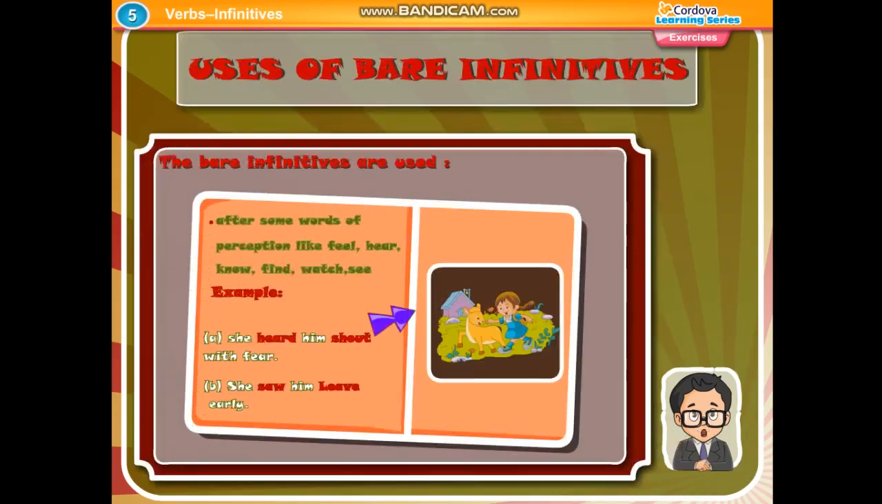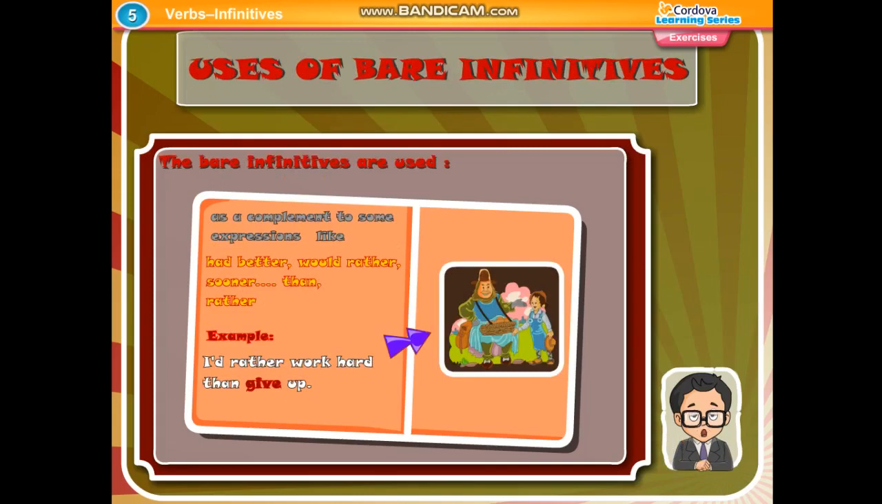Uses of bare infinitives. The bare infinitives are used after some words of perception like feel, hear, know, find, watch, see. Example: she heard him shout with fear. She saw him leave early. As a complement to some expressions like had better, would rather, sooner than, rather. Example: I'd rather work hard than give up.